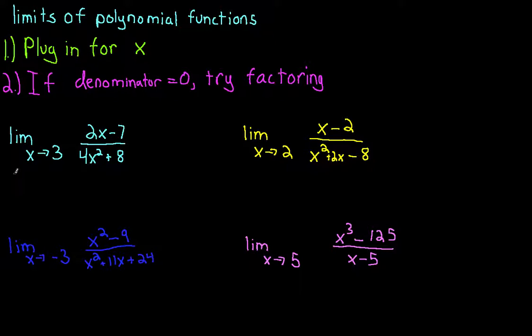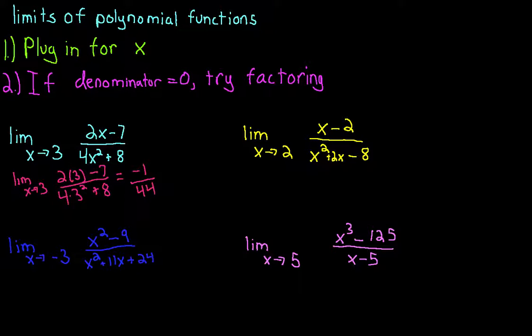All I'm going to do to solve this problem is plug in 3 for x. So this would be 2 times 3 minus 7 over 4 times 3 squared plus 8. 2 times 3 minus 7 is negative 1 on the top, and on the bottom 3 squared is 9, times 4 is 36, plus 8 is 44, and we would simply have our answer here, no need to factor.